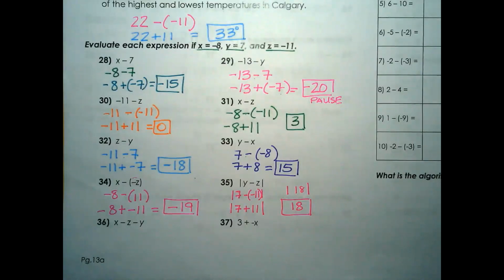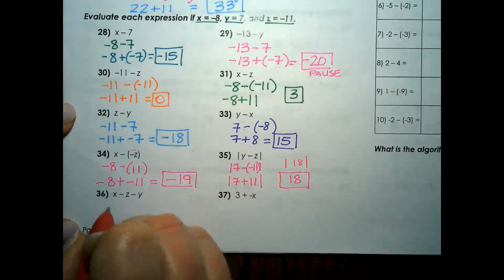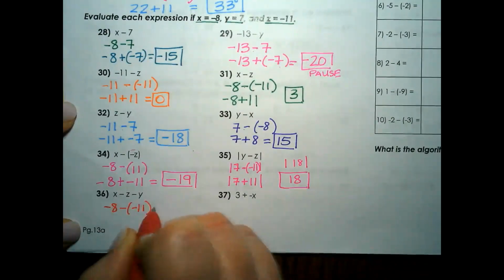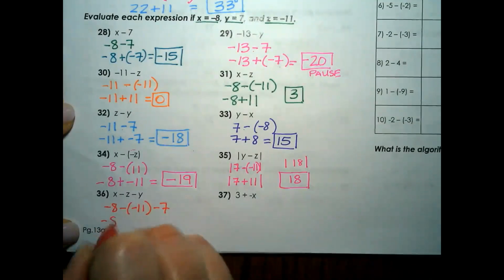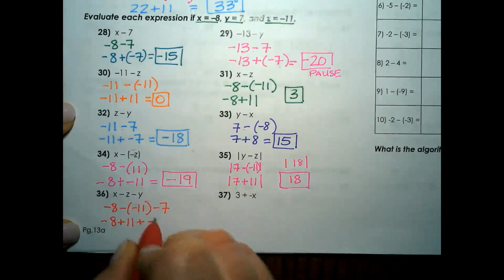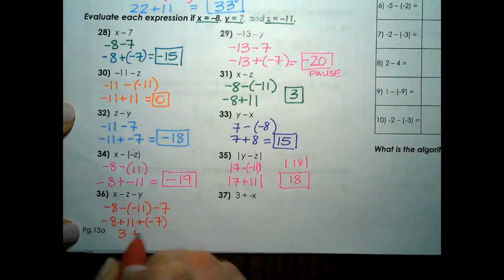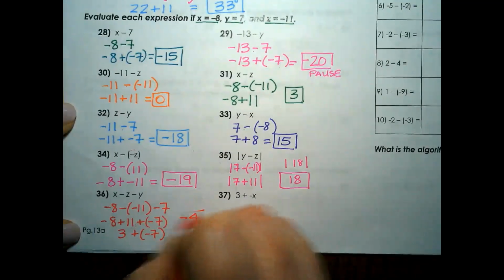Okay, number 36. If x is negative 8 minus negative 11 minus 7. So we're going to change everything to addition. All right, so negative 8, we are subtracting a negative, that's like adding a positive. And we're subtracting a positive, that's like adding a negative. So negative 8 plus 11, there are more positives, 3 more in fact. So this is going to be 3 plus a negative 7. Different signs. So we're going to keep the sign of the highest absolute value and then subtract. And there's our final answer.